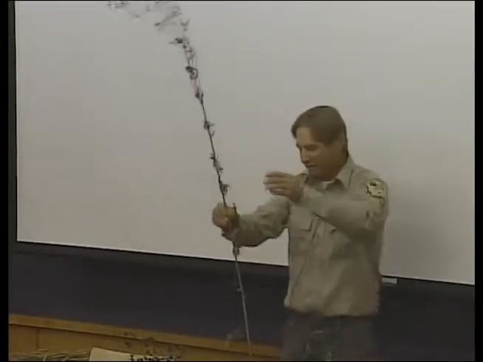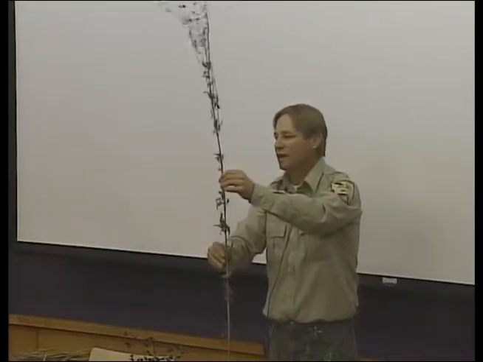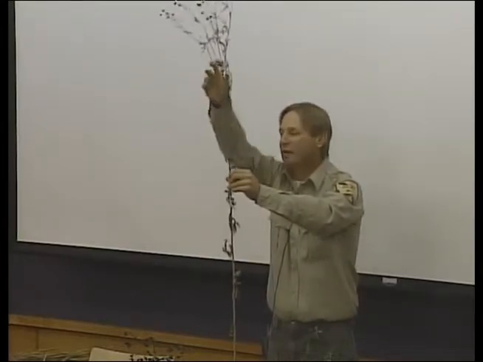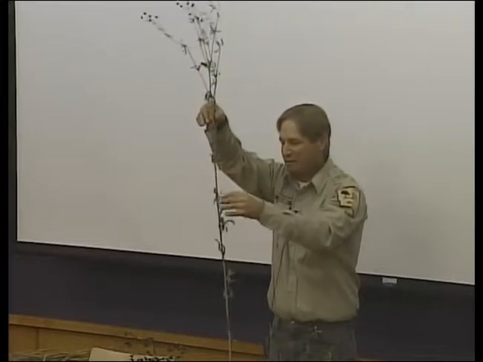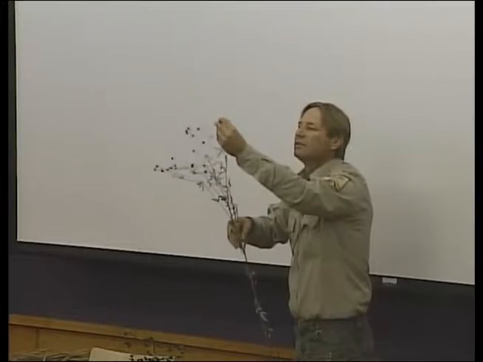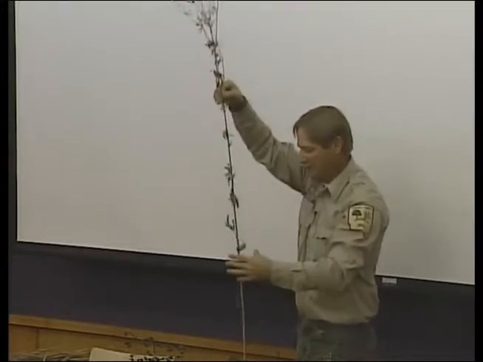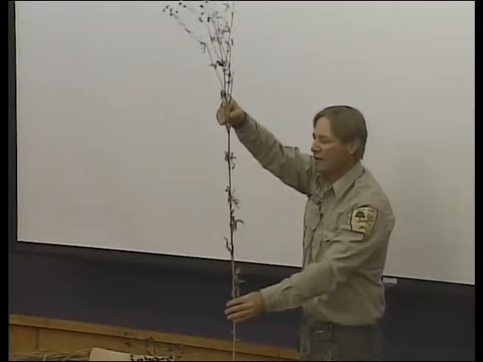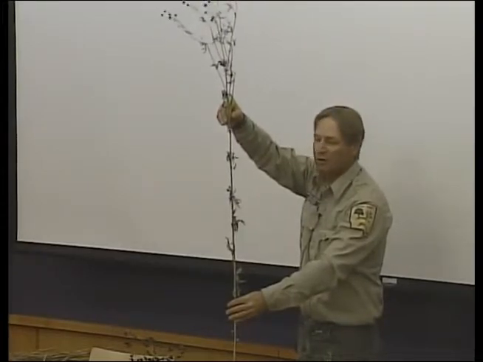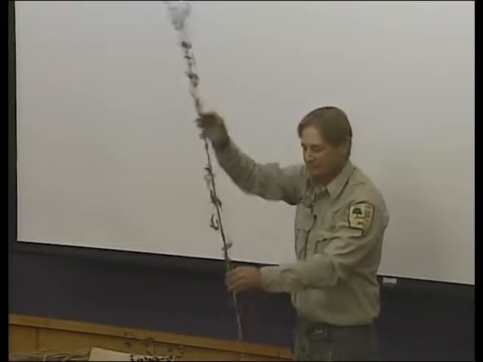Coreopsis. Several types of coreopsis in Iowa. This is called tall coreopsis. Yellow flower some weeks past. Seed is just ready to collect now. Tall coreopsis. There's also prairie coreopsis and lance leaf coreopsis. Lance leaf coreopsis blooms very early.